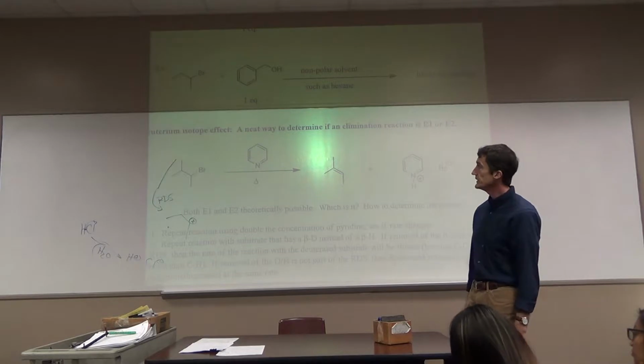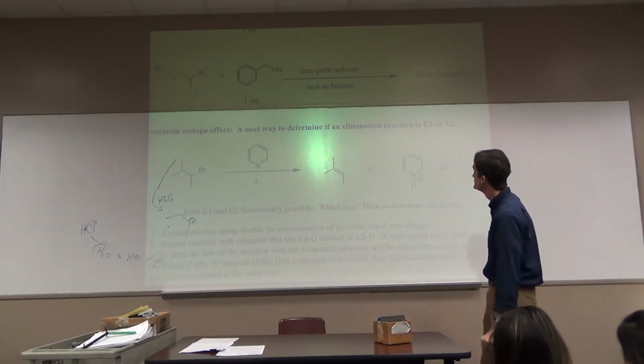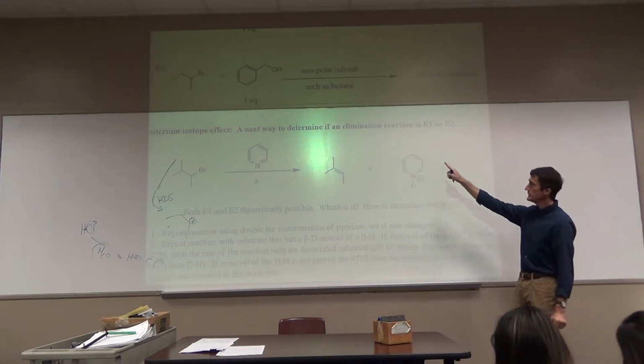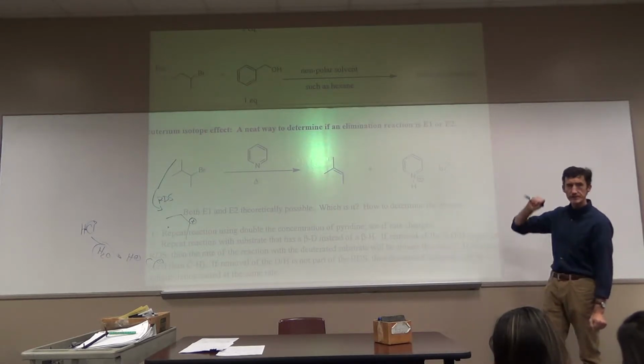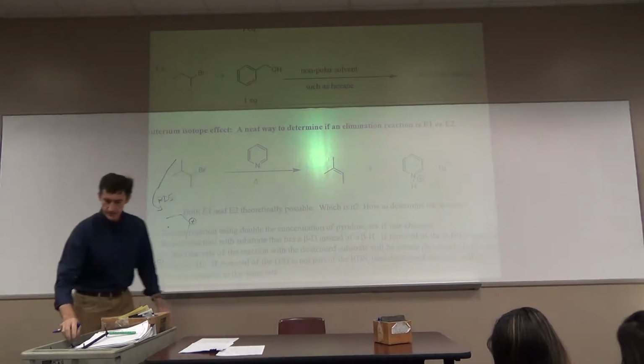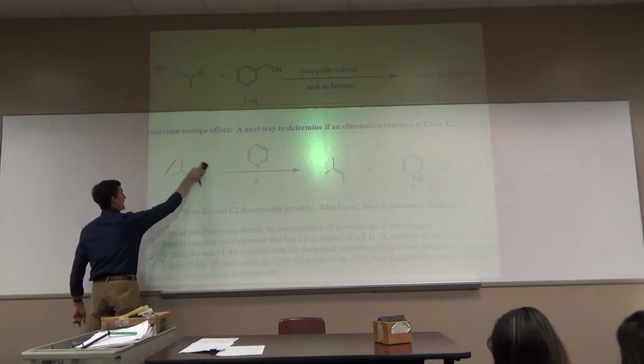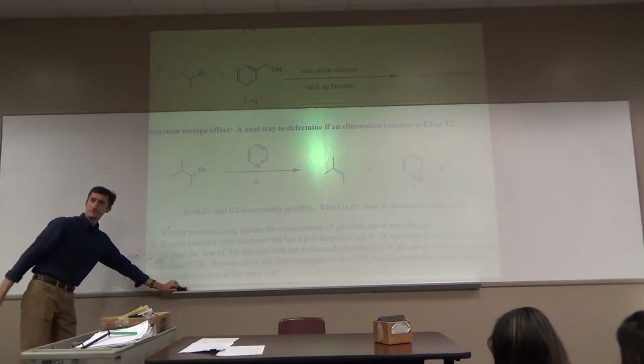Okay, that was G1 and 2. Next topic here, deuterium isotope effect. A neat way to determine if an elimination reaction is E1 or E2. Again, we're doing a variety of miscellaneous things here at the end. Look at this reaction. It's a lot like the one on the quiz.